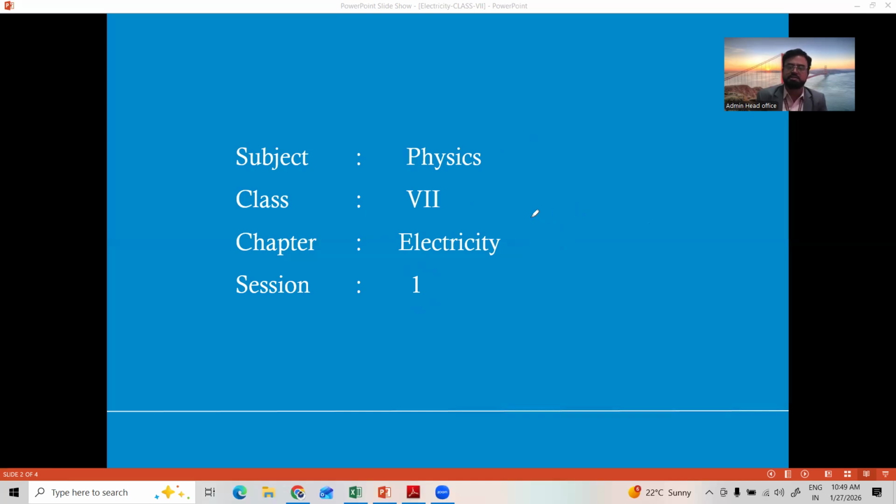So it's a common word, electricity, which we use at home as a current, electric current, or simply a current. Already you have learned the basics of electricity in class 6th. But before going to know about electricity, we should know its history: when and where it started.